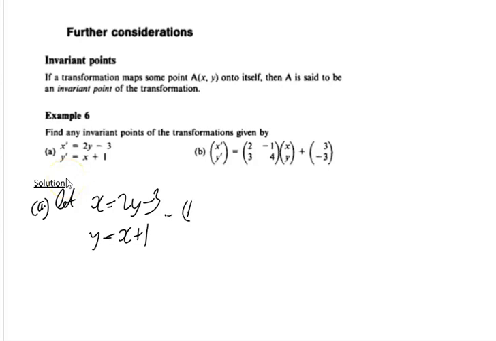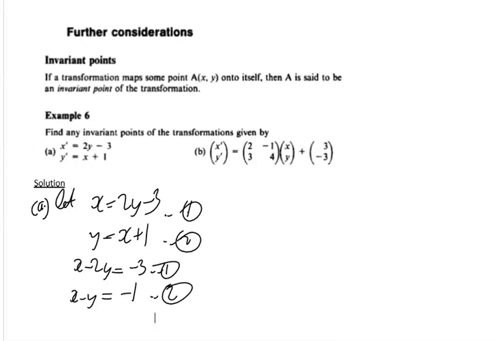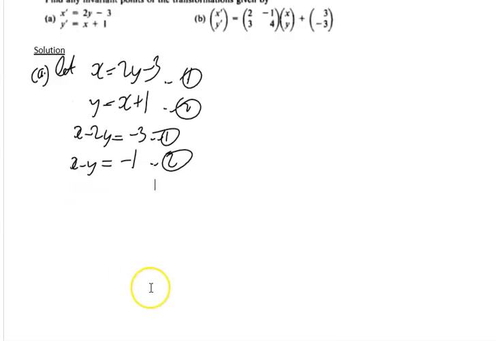Call that equation 1 and equation 2, and all we're going to do is rearrange and make these look a wee bit prettier. So my equation 1 is going to be x minus 2y is equal to minus 3. That's my equation 1, and then that's going to be x minus y is equal to minus 1, and that's going to be my equation 2. So all we're going to do now is subtract them to get rid of the x's. So we'll just do equation 1 minus equation 2.